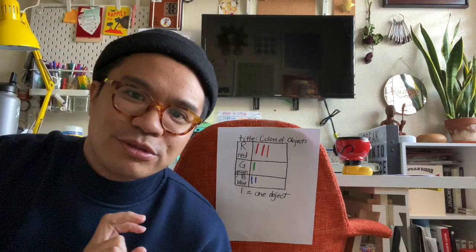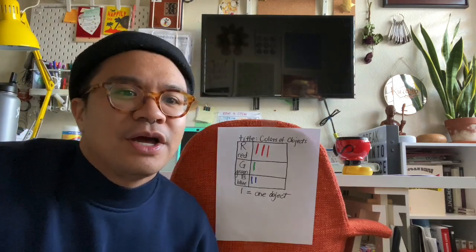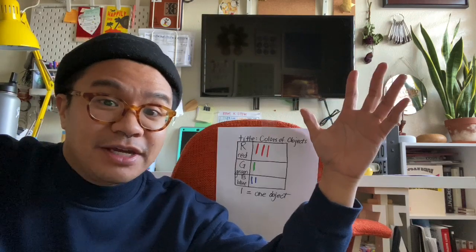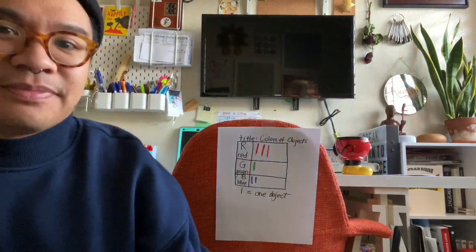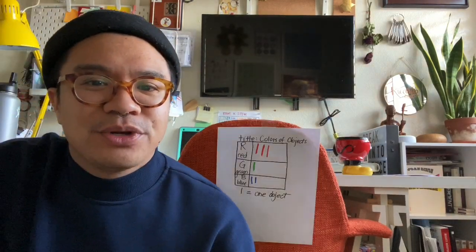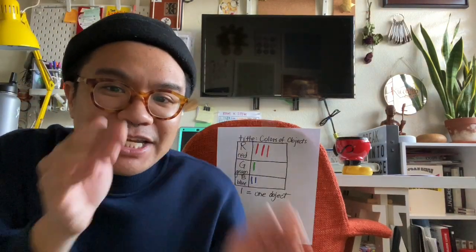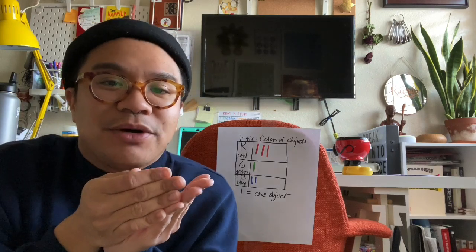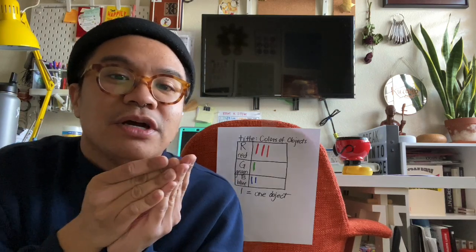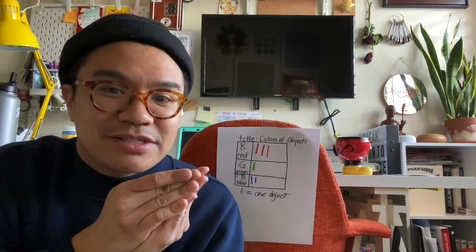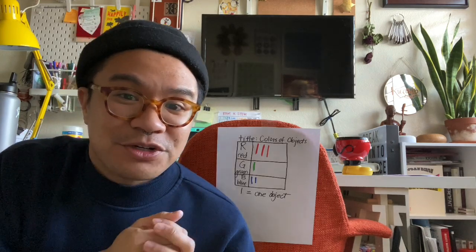And I have two challenge questions for you too. Which color had the most objects? Again, which color had the most objects? And one last question before I go. Which color had the least amount of objects? Again, which color had the least amount of objects? Make sure you tell your families your answers.